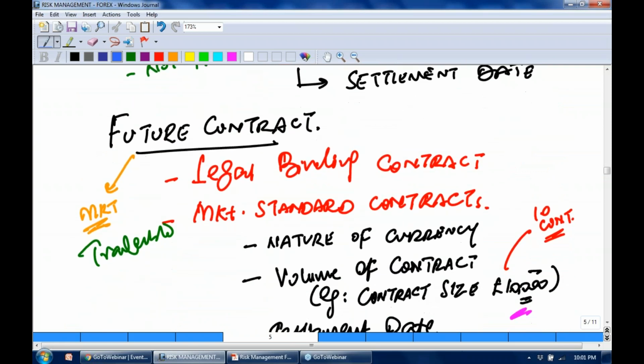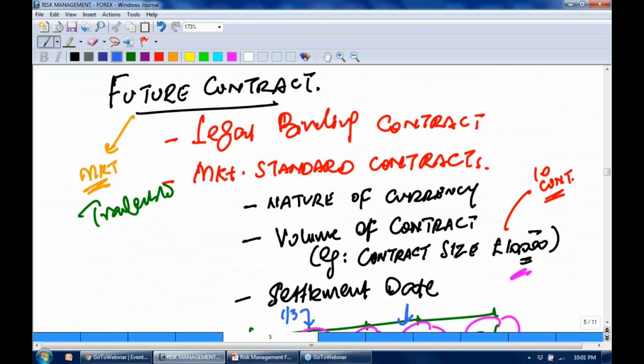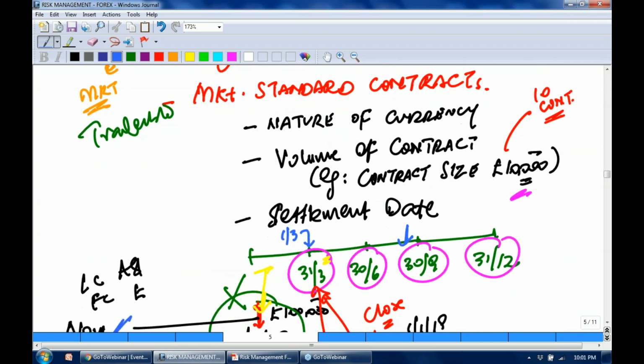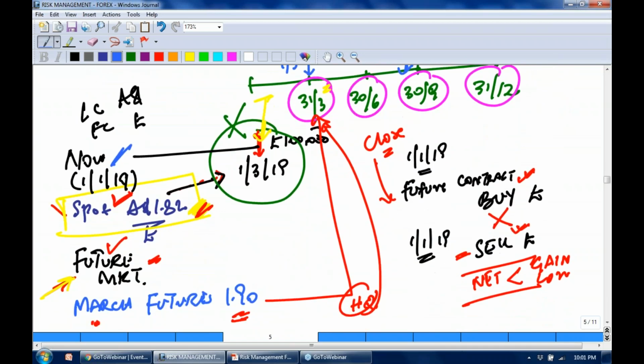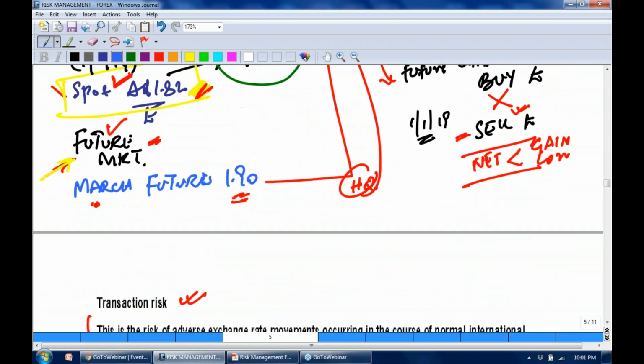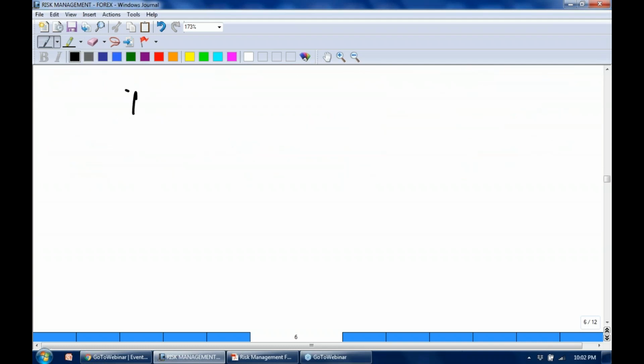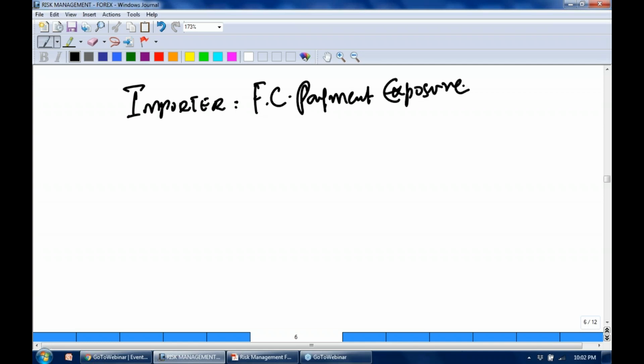So very simple. A future contract is a legally binding contract, with marketable standards in terms of nature of currency, volume of currency, and settlement date. Which contract we take depends on the transaction. Whenever our transaction is going to occur, we take the contract settling very next to it. Last points: in case of an importer, where there is a foreign currency payment exposure.